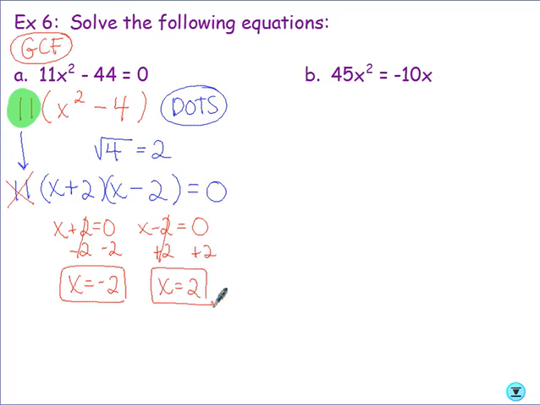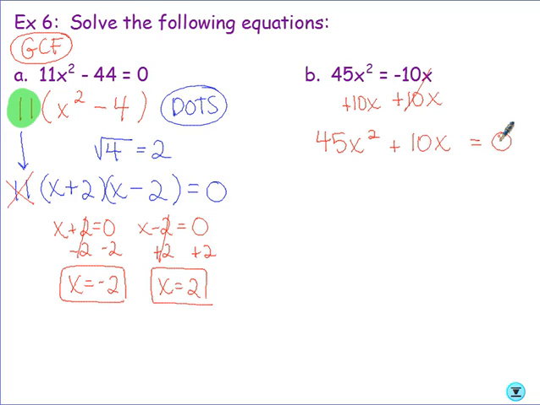Let's take a look at B. Does this one equal 0? No. I want x squared to stay positive. I'm going to move him. The opposite is adding 10x. Are these like terms? No. One is x squared, one is a regular x. So we have 45x squared plus 10x equals 0.